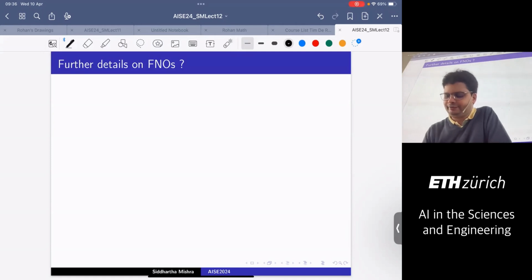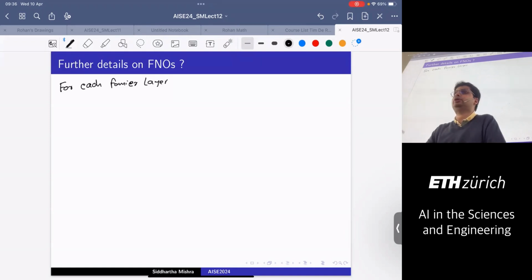So remember that I have for each Fourier layer, so that you understand what's going on. For each Fourier layer, and now I'm not going to use a layer index L anymore, so this is the same across all layers. My input, if it was a function, would be given by some v of x. So this is a function.